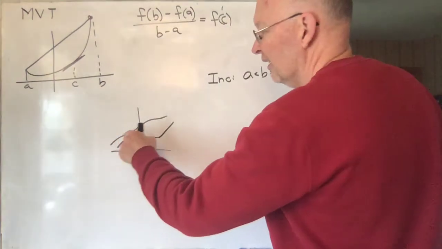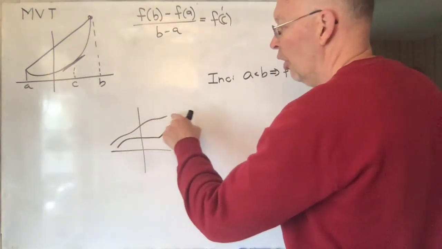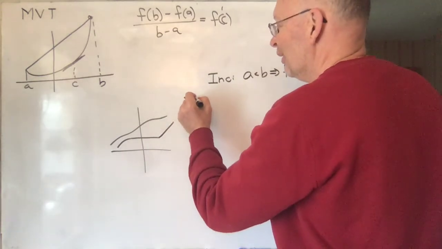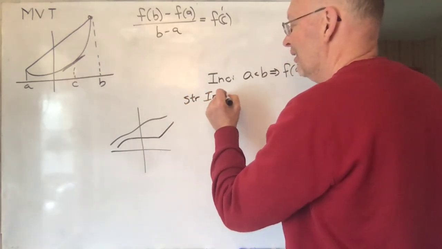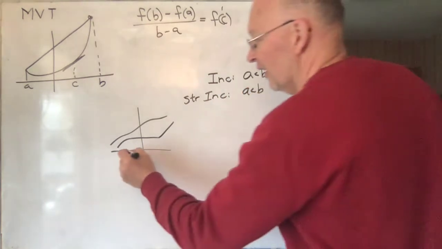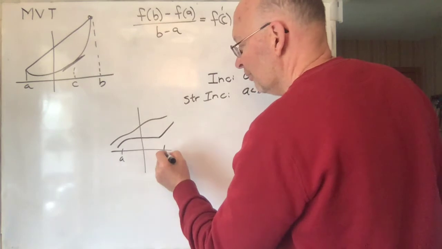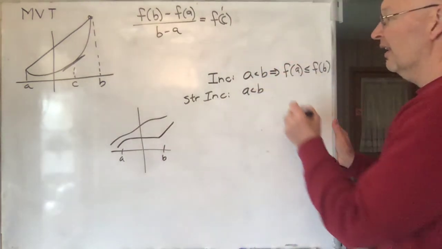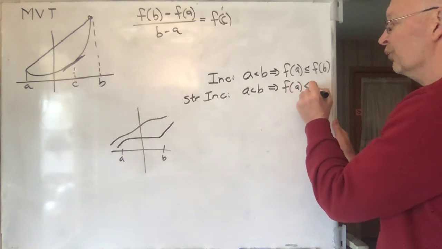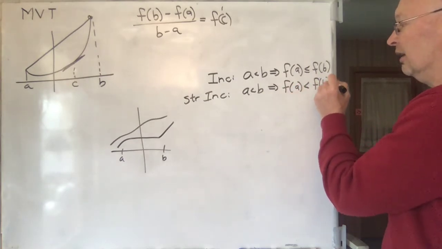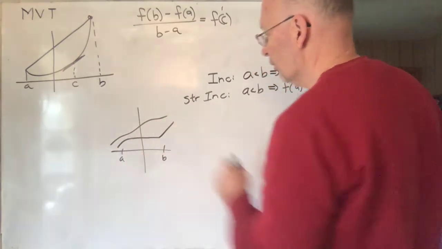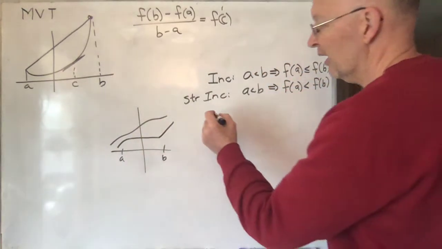If you want one that never even flattens out, it just always is increasing, then we use the word strictly increasing. Okay, so the definition is, this might be a right there, and this might be b right there, a less than b implies that f of a is strictly less than f of b. So this one always has to be greater than this. It can't even be equal to it. You can guess the other two.